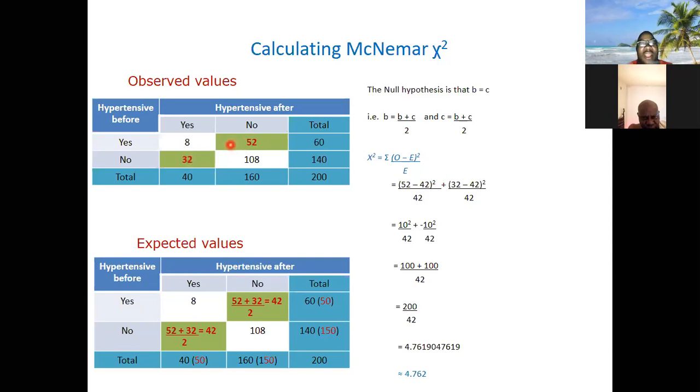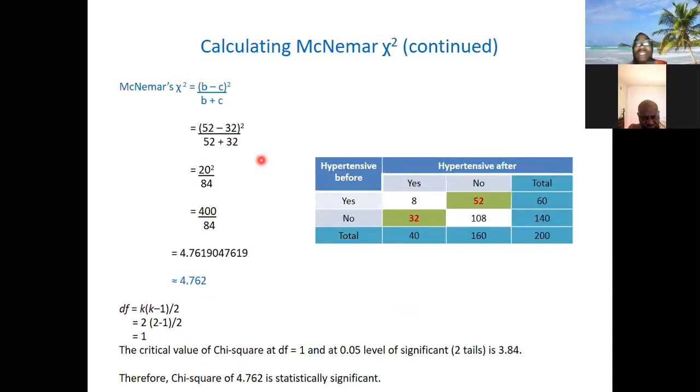So you may see that the table looks like a 2 by 2 contingency table. In a 2 by 2 contingency table, the degree of freedom is 1 because it's number of rows minus 1 times number of columns minus 1. The number of rows is 2, the number of columns is 2, so 2 minus 1 times 2 minus 1, that is 1 times 1, 1. But the logic here is not the same.